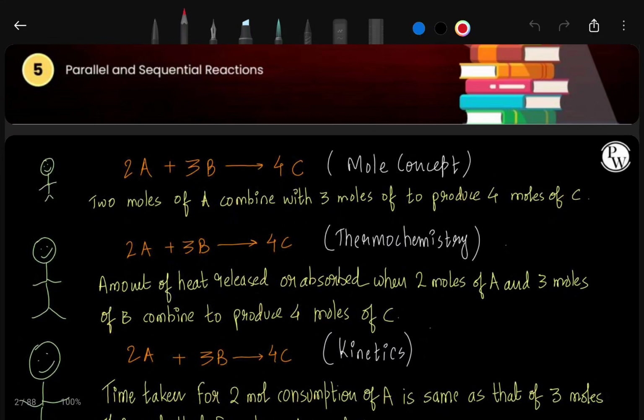Let us start. Let's first choose one pen and also choose the color of the pen. By choosing this, I can underline and also try to help you understand what is happening. That's 2 mole of A plus 3 mole of B equals 4 mole of C.